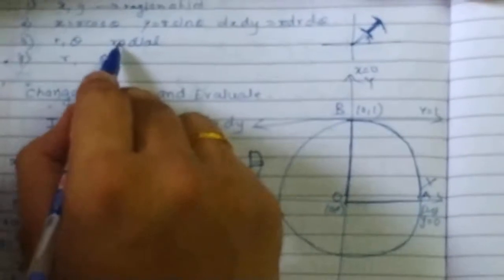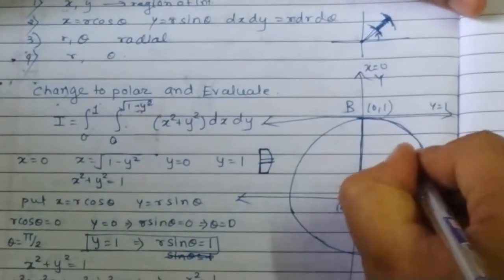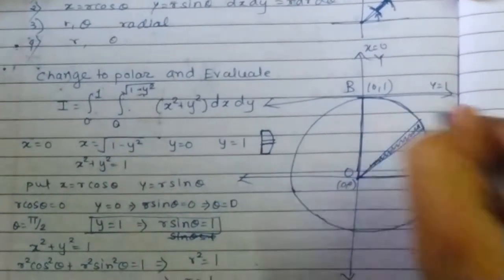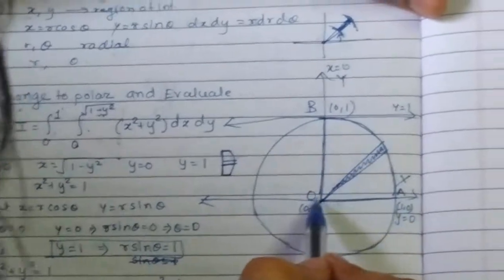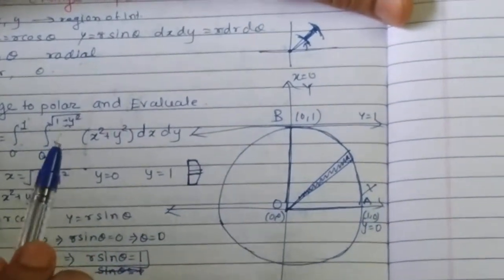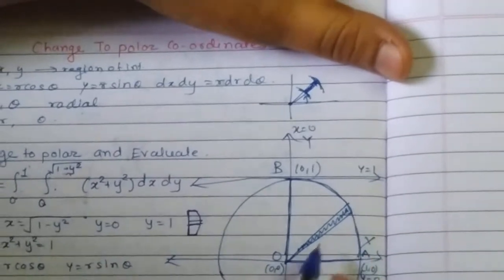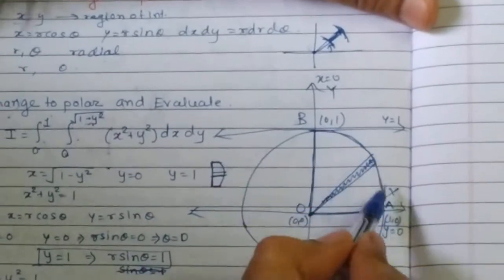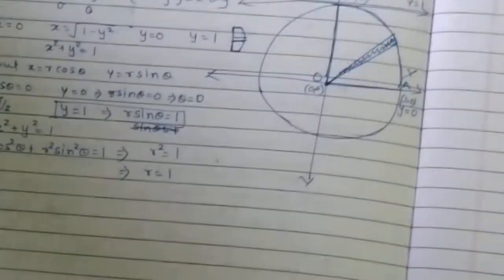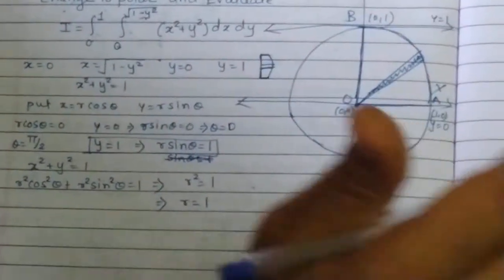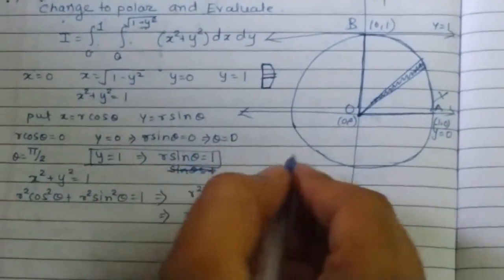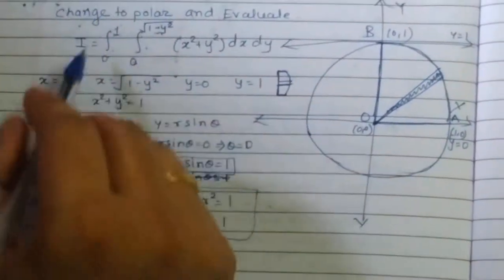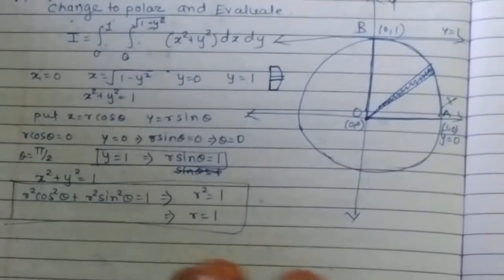Now what? Now draw a radial strip here. This is my radial strip. Now you can observe my radial strip completely lies inside the region of integration OAB. So the lower end of the strip is at the origin and the upper end of the strip is at the boundary of the circle. Hence, here it is expected to reduce the equation of the circle into polar form. The rest of the curves are not expected to be converted into polar form.